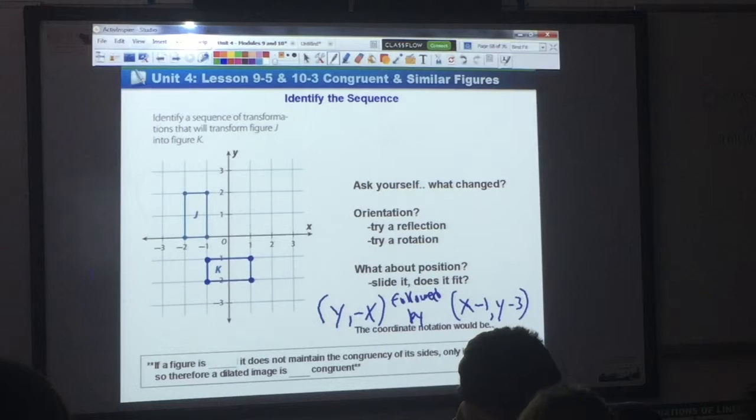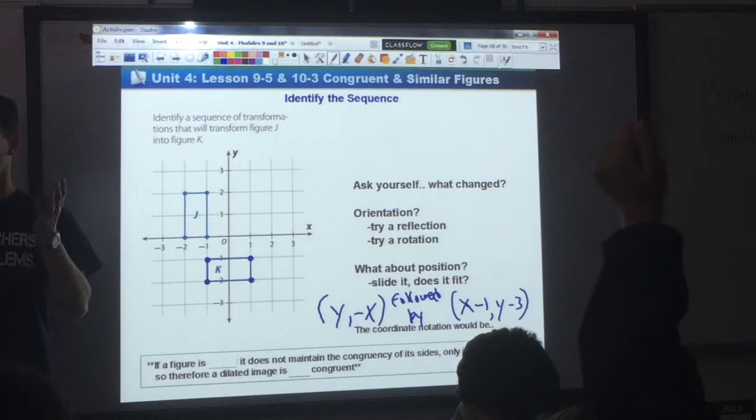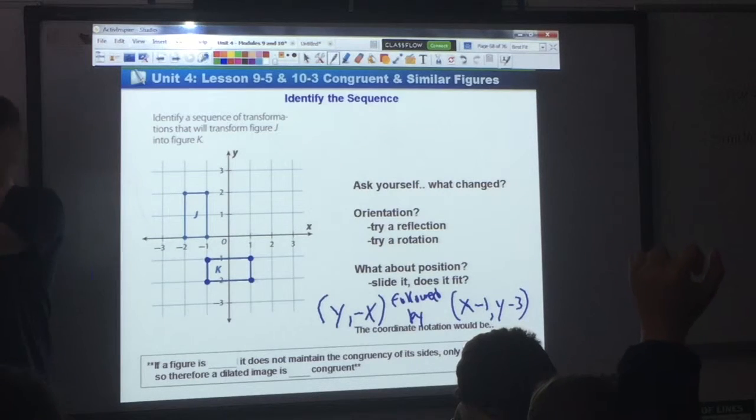Yes? So this first pair, the (x, y) to (y, negative x), why is there a negative x? Well, is that the rule? Is that a rotation 90 degrees clockwise? Remember, we multiply and then switch. So when we go 90 degrees clockwise, we multiply the x coordinate by negative 1, and then we switch around.